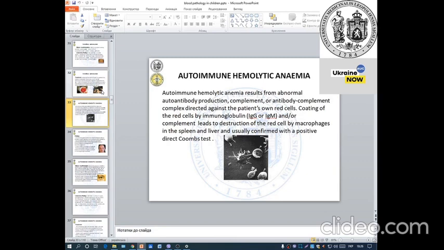Acquired hemolytic anemia has mainly an immune mechanism. Autoimmune hemolytic anemia results from abnormal autoantibody production, complement or antibody-complement complex directed against the patient's own red cells. Coating of the red cells by immunoglobulin G or immunoglobulin M and complement leads to destruction of the red cell by macrophages in the spleen and liver, and is usually confirmed by a positive direct Coombs test.